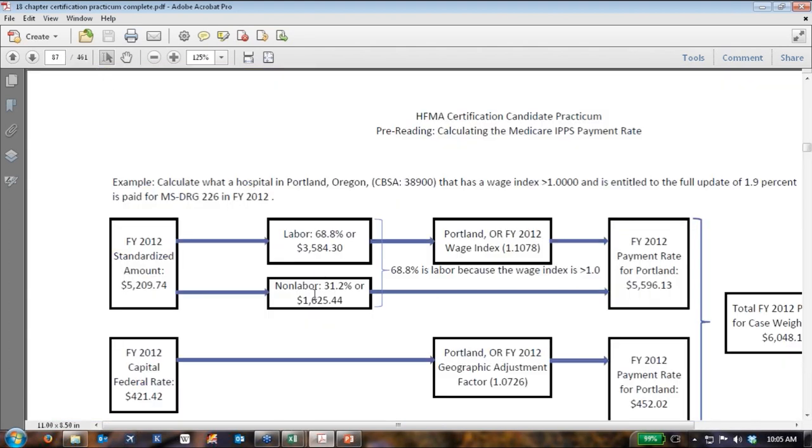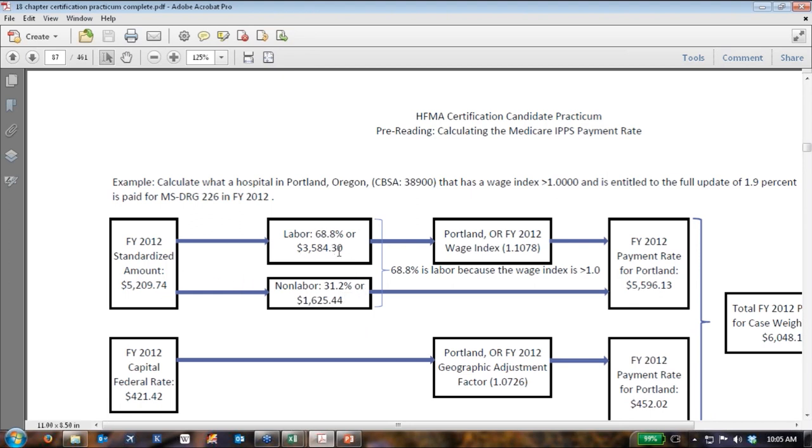So the non-labor costs are everything else that's not on a W-2 form. In other words, it's supplies, and those costs are presumed not to vary geographically. They're going to be the same in Puerto Rico or Hawaii or Chicago, Illinois. And that's 31.2% of the total operating costs.